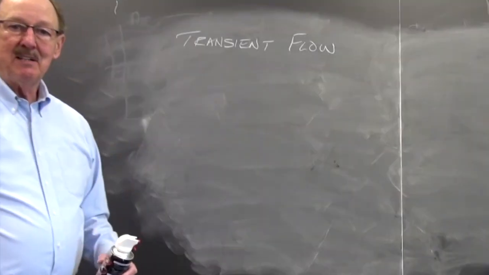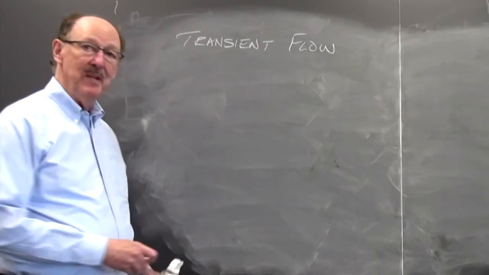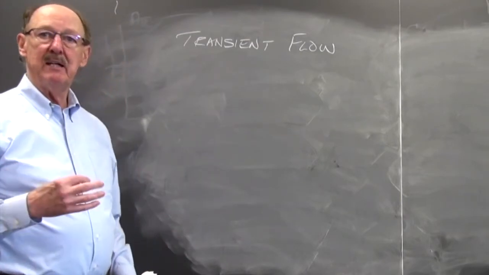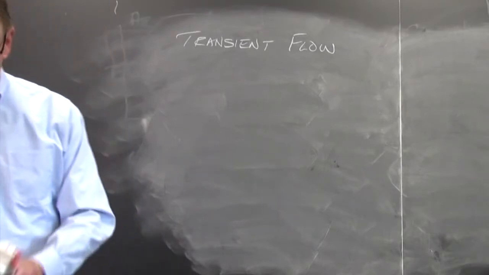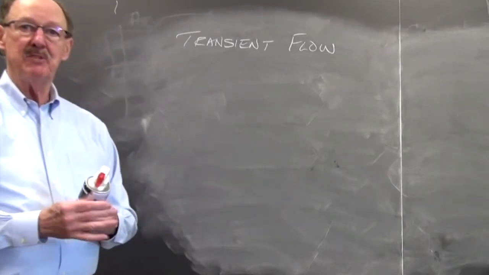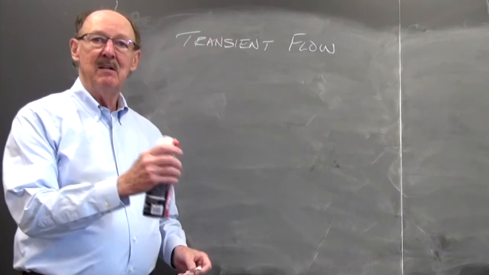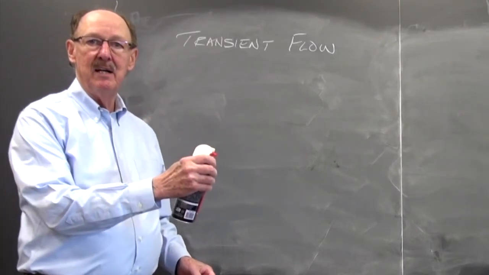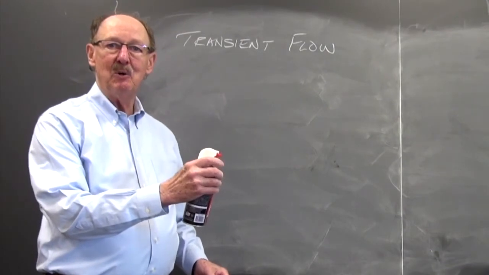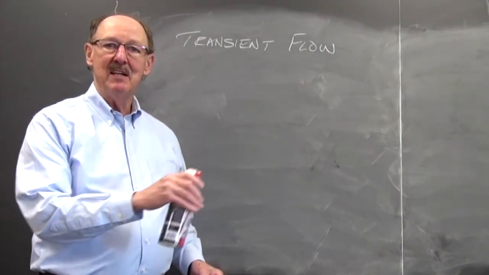Going to look at next is transient flow, and this is the only case where we look at unsteady state first law conditions. And what I have here, and you may have experienced, is an air cleaner that you'd use on a keyboard. And if you squeeze it, the can gets cold. Now, why is that? And we're about to find out.